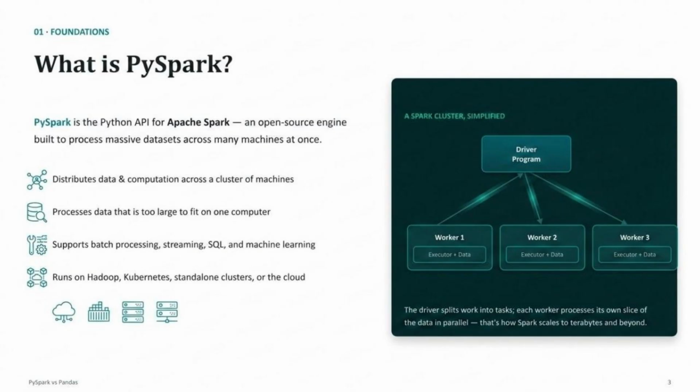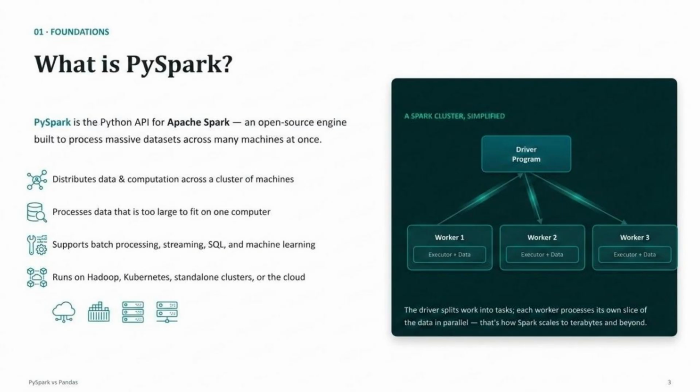Let's start with PySpark. PySpark is the Python API for Apache Spark. Spark itself is an open-source engine, originally written in Scala, designed to process huge datasets by spreading the work across many machines at the same time. PySpark just lets you write that same distributed logic using Python. Syntax you already know.